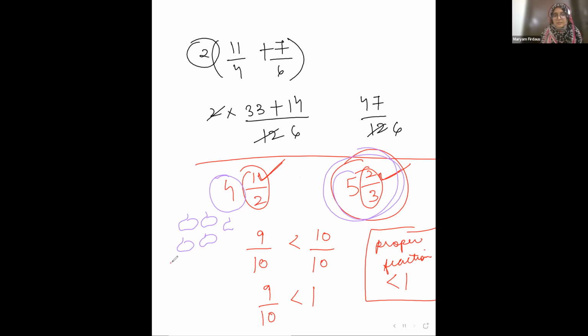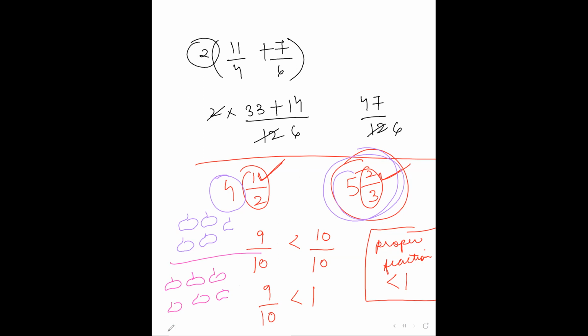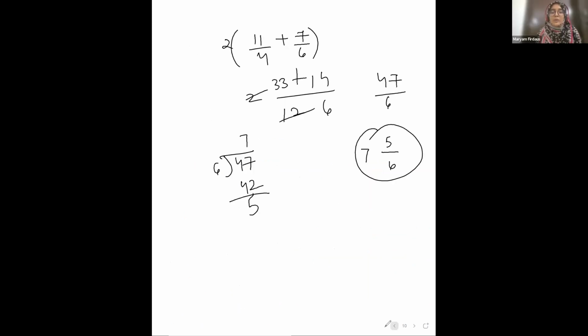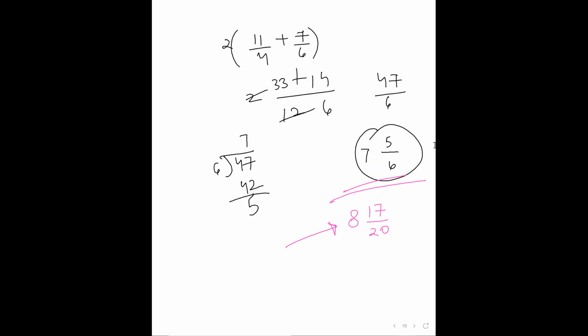So what does that mean? 1, 2, 3, 4, 5 and 2/3. So something like this. So who ate more? Obviously this one. So when you compare 7, 5 by 6 and 8, 17 by 20, you will see that obviously this one is greater. 8, 17 by 20 is greater, right? Simply because of this part. Clear? Okay, understood.